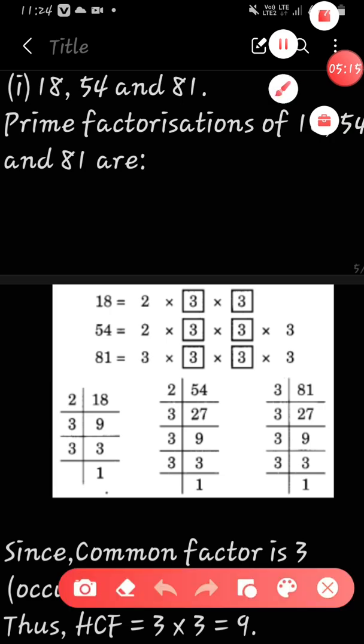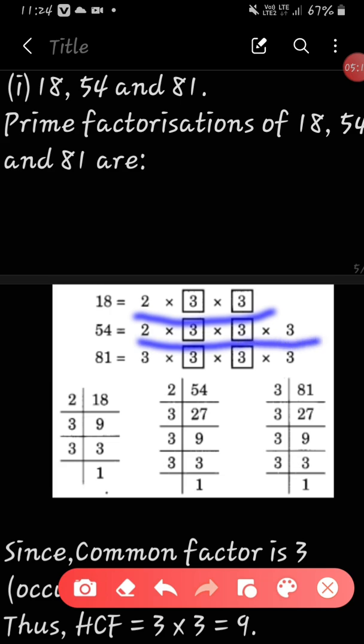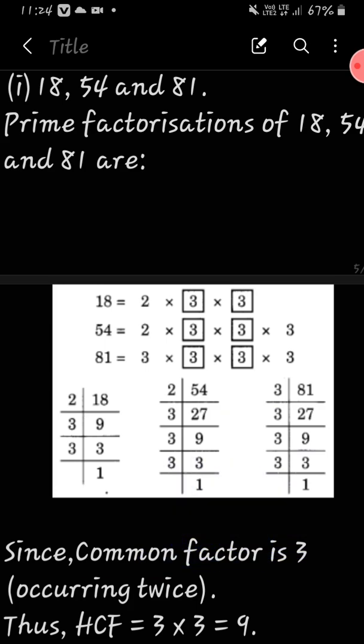So 18 is 2 into 3 into 3. 54 is 2 into 3 into 3 into 3. 81 is 3 into 3 into 3 into 3. So we can see the common factors among them are 3 and 3. Since 3 occurs 2 times, the HCF of 18, 54 and 81 will be 3 into 3, which is equal to 9. Hope you have understood this question number 1. Now we'll move to question number 2.